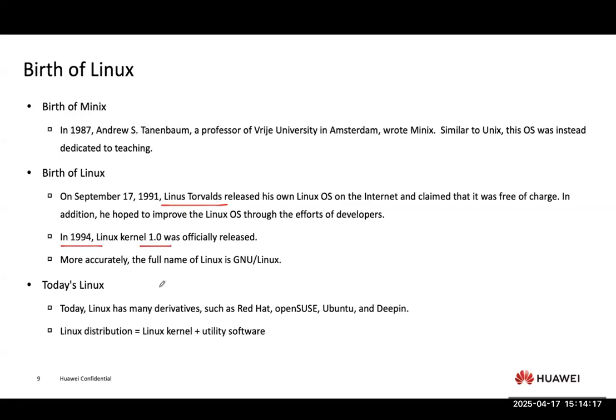And also, again, today we have many variations, right? We have Red Hat, which belongs to Red Hat. We have OpenSUSE, which belongs to another company, which is also open source. And we have the common Ubuntu, and then we have Debian. I don't know why they call it Deepin, but probably translation from Chinese to English. And then again, when you look at the Linux distribution, it's the Linux kernel and then the software that comes with it. And that's how Linux works and how it's being produced.